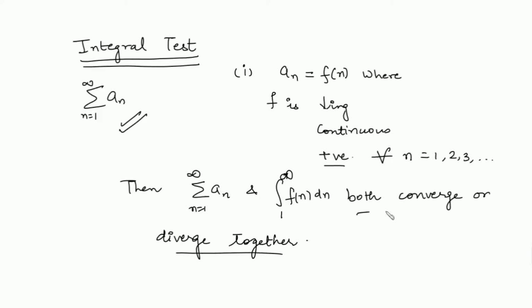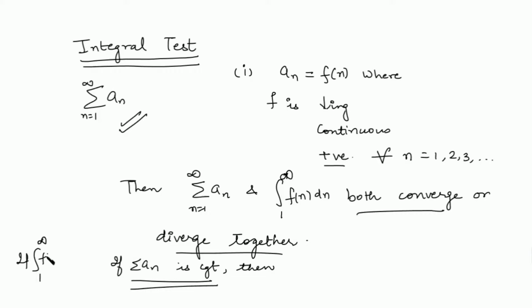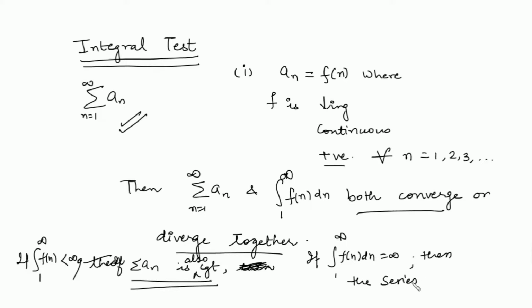Now what does it mean? It means that if your series is convergent, then your integral is finite. And this is true both ways, meaning if your integral is finite, then the series is also convergent. The same way, if the value of the integral is infinite, then the series is divergent.